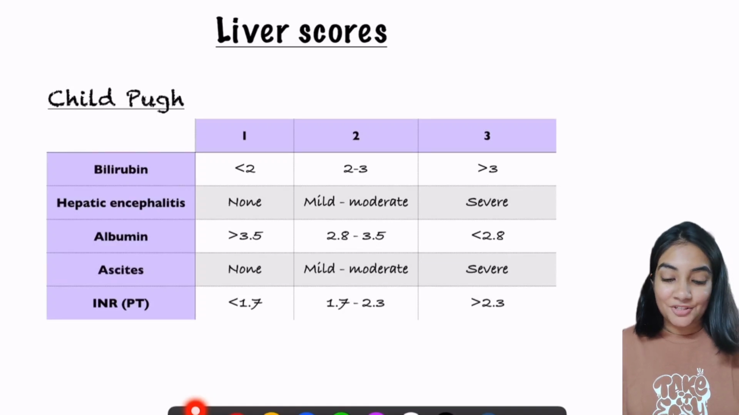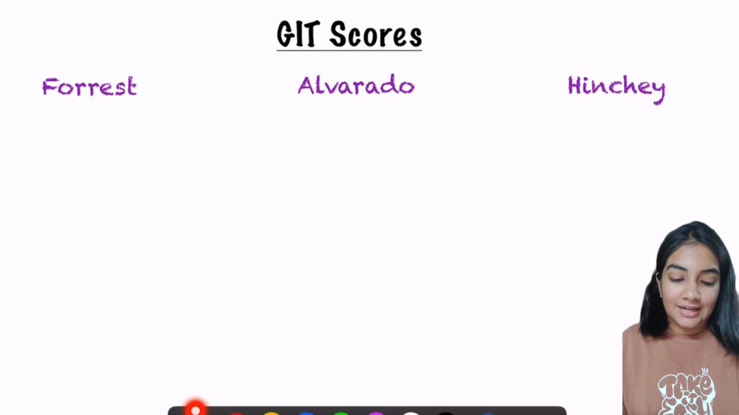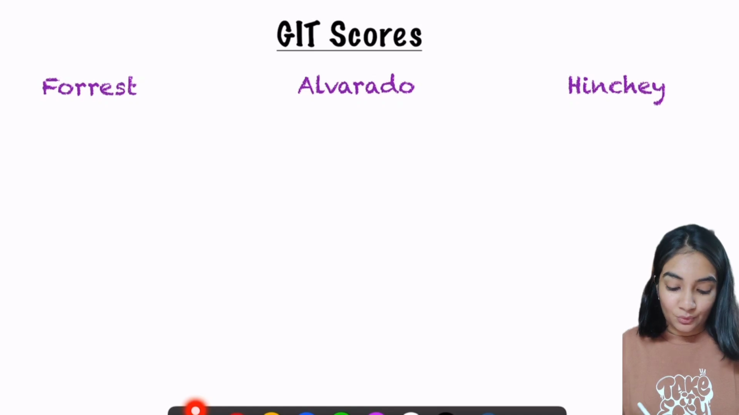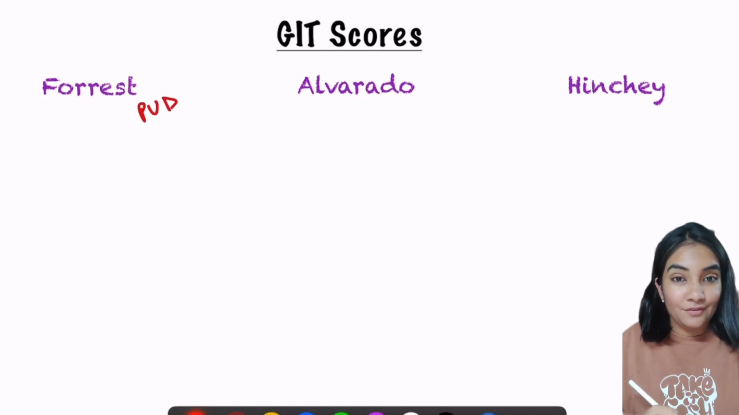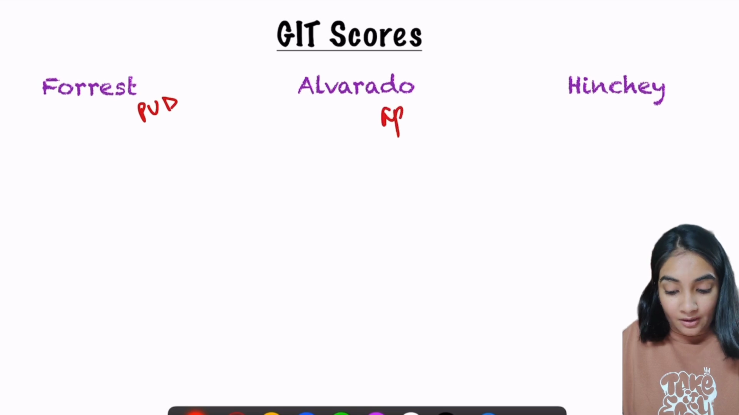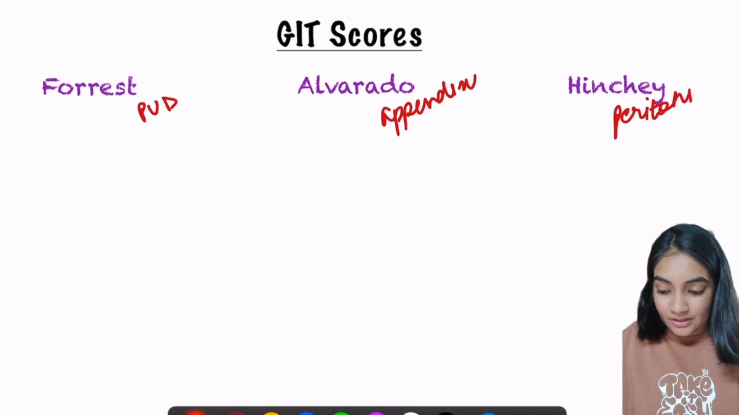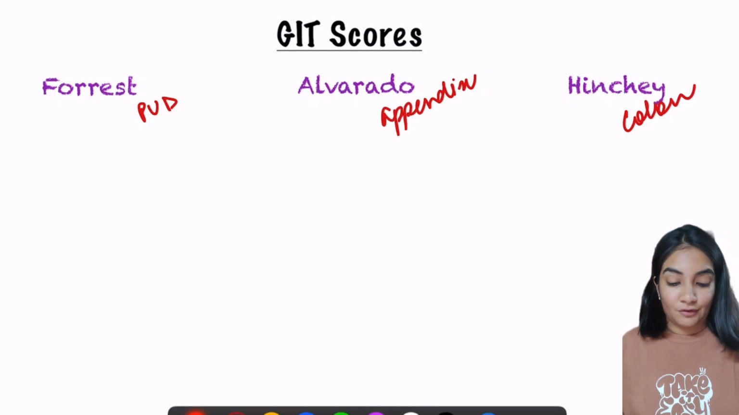Last part are the GIT scores. There are not a lot of scores in GIT, so just glance at these 3 ones and I think you're sorted after that. So Forest classification, what is it used for? Peptic ulcer disease. Alvarado, appendicitis. And Hinchey classification, it's for peritonitis.